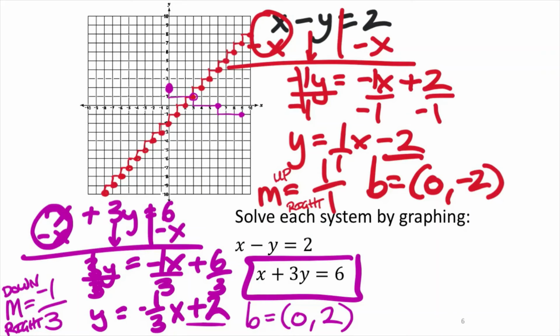But I'm going to continue to graph this line because I think it's good practice. So I was going down 1 to the right 3, so now I'm going to go left 3, up 1 to continue the stair-step pattern. Left 3, up 1. And so I have all these points.